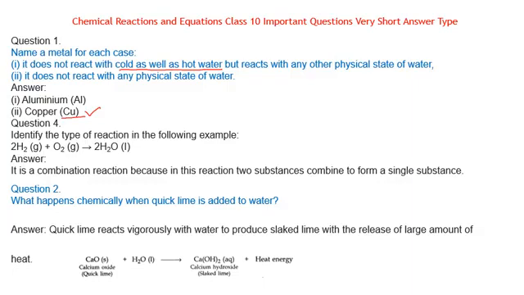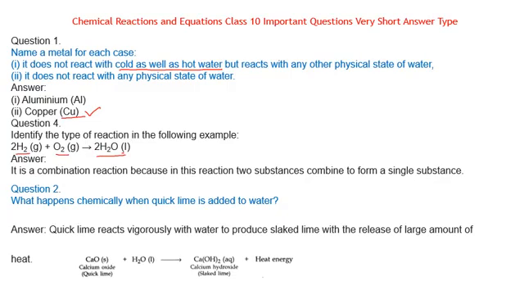Question number 4. Identify the type of reaction in the following example. Okay, now let's see the reaction. H2 plus O2 gives H2O. So it is a plain combination reaction. Why is it a combination reaction? Because two reactants, that is hydrogen and oxygen, are combining to give one product or single substance.